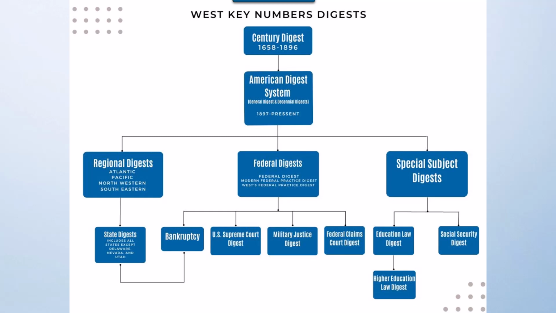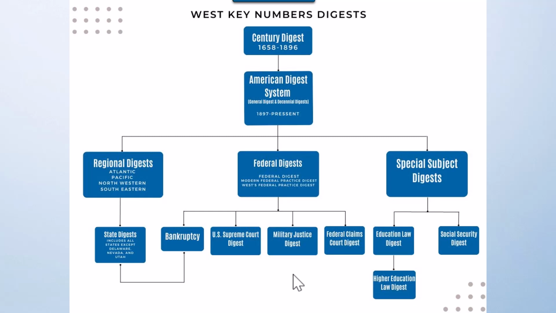Let's look at the digest below this listing. You'll see to the right Federal Claims Court Digest and the Military Justice Digest. Those are just like they sound. One covers military justice courts, one covers the Federal Claims Court. You're not likely to use those. So let's concentrate on the other two a little bit.